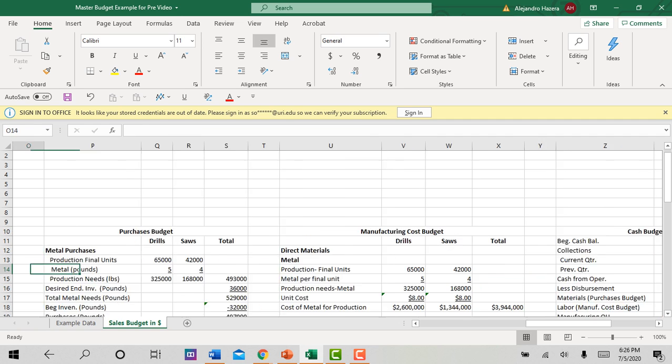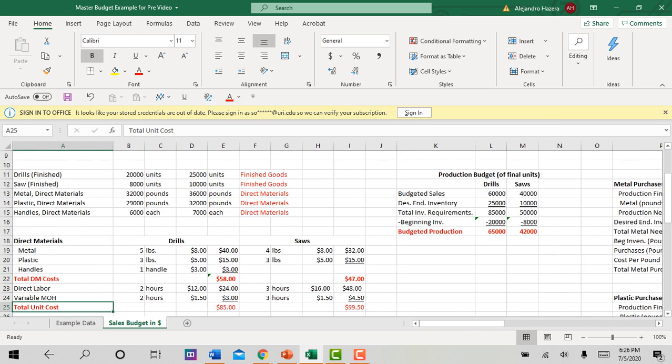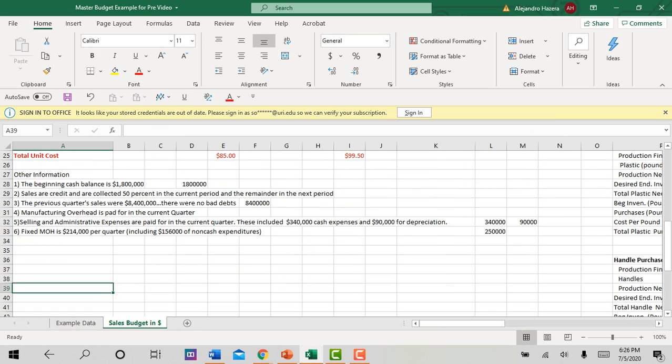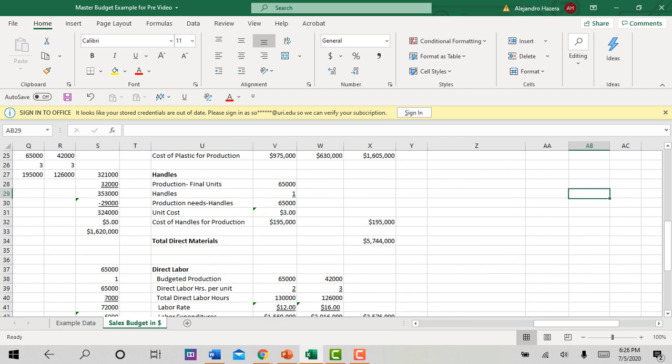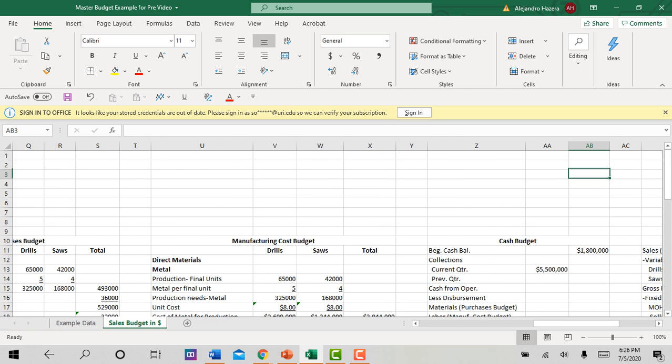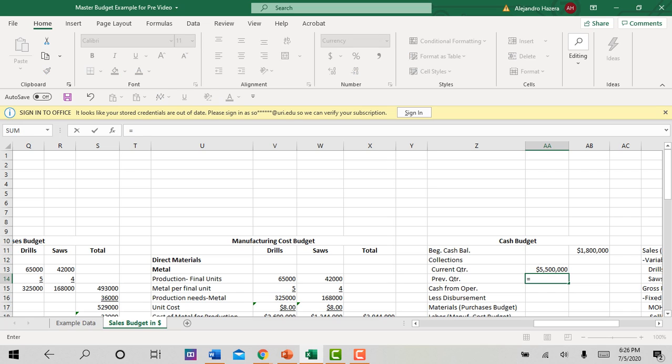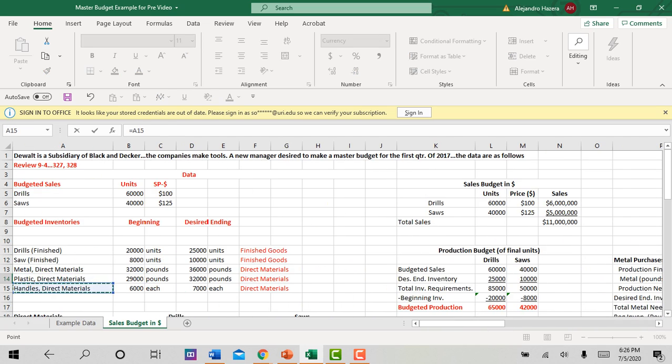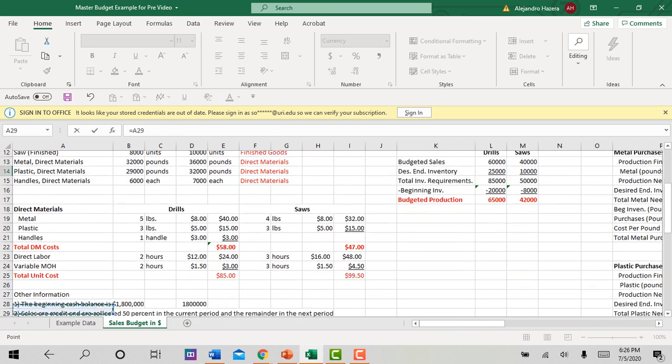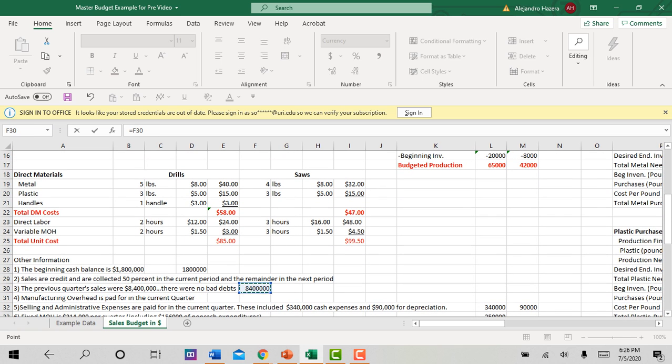Let's see what we got here. We go to the other information. You have to go all the way down here to the other information. The problem says that the previous quarter's sales were $8,400,000. So we're going to collect half of those. I put that number in there just so I'd have a number to refer to. This is going to be equal to $8,400,000 times 0.5, 50%.